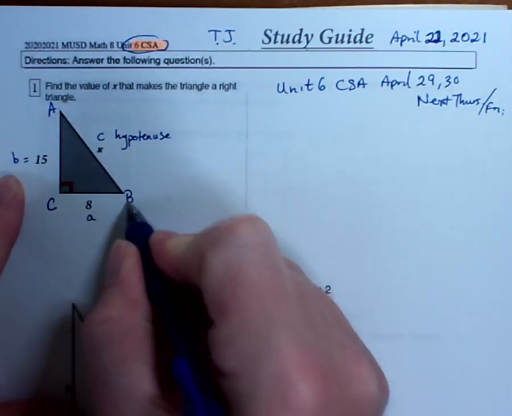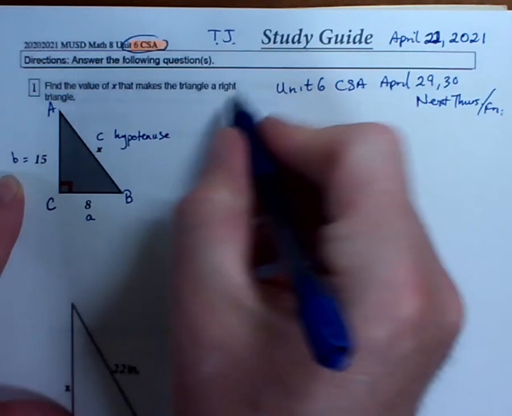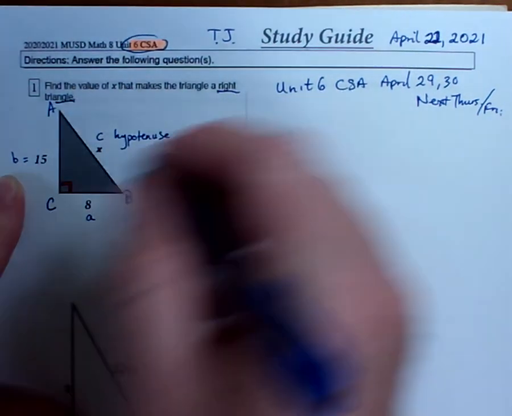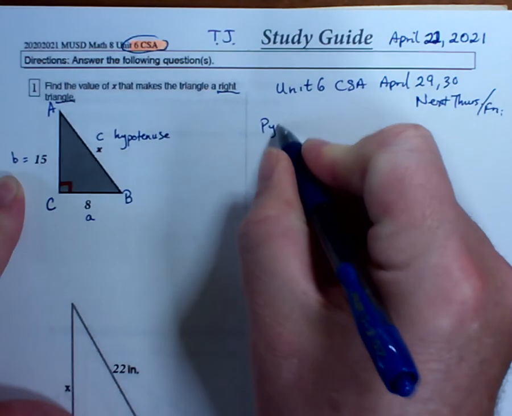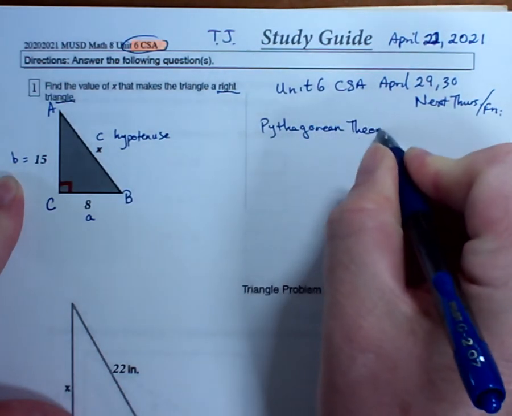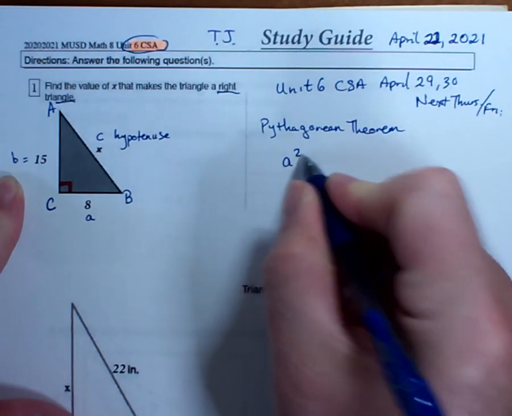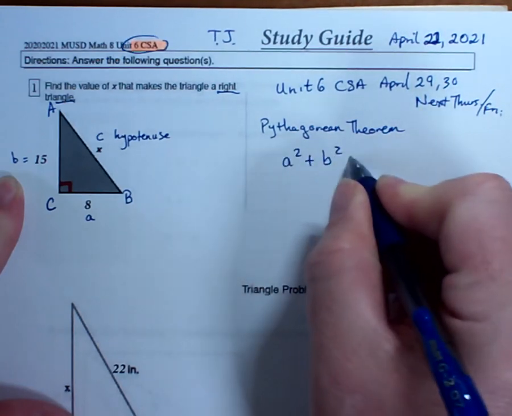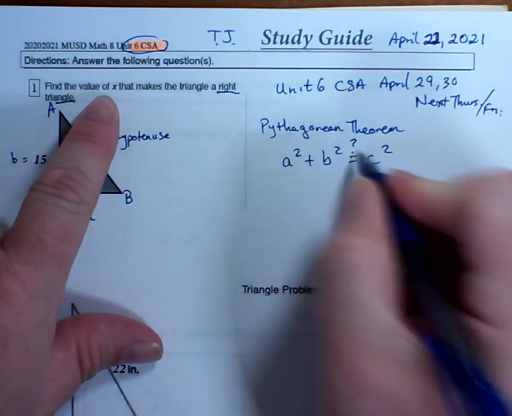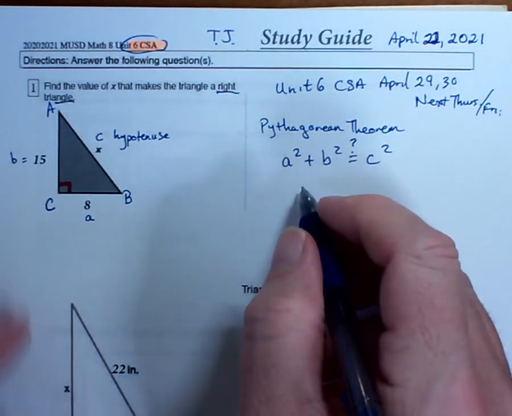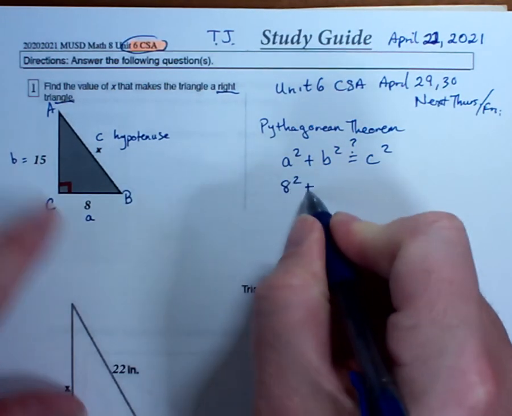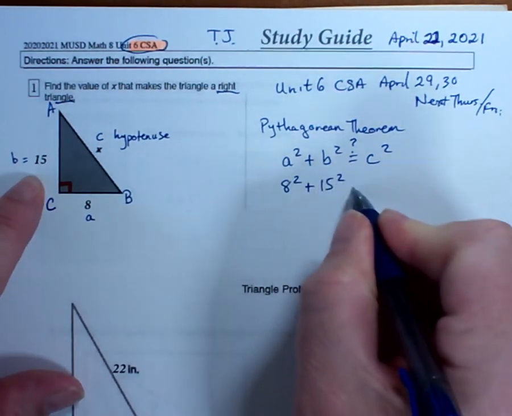So that's capital B. And now in order for it to be a right triangle, it has to fit into the Pythagorean theorem and be equal. So the Pythagorean theorem is A squared plus B squared equals C squared. Now we need a value of x that's going to fit that. So we're going to plug in for A, our value, 8 squared and 15 squared equals C squared.